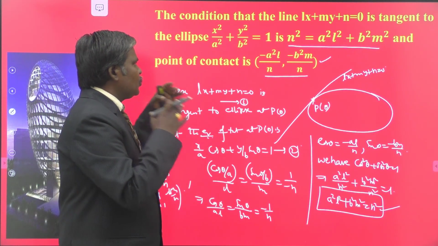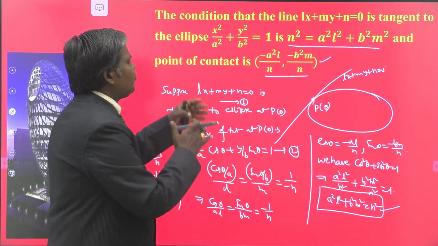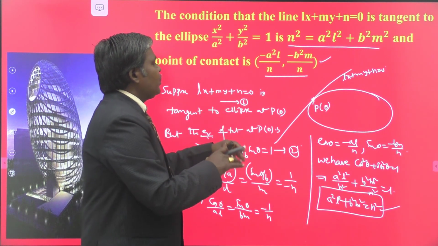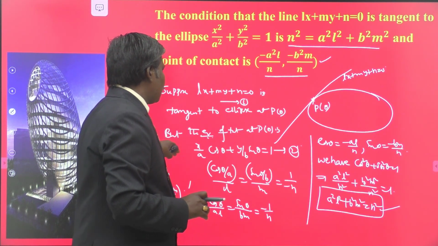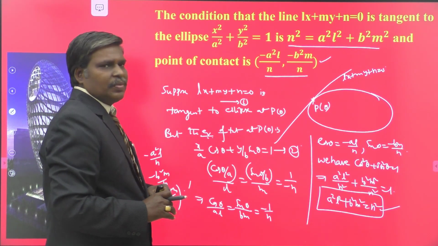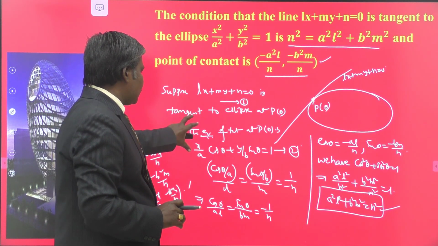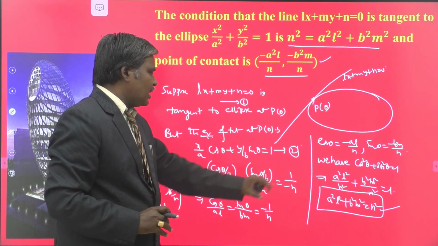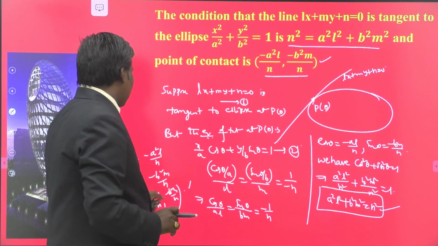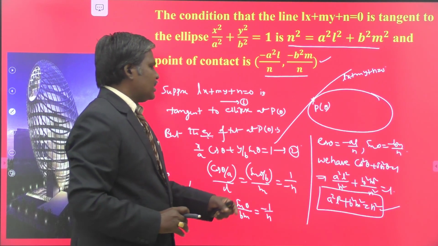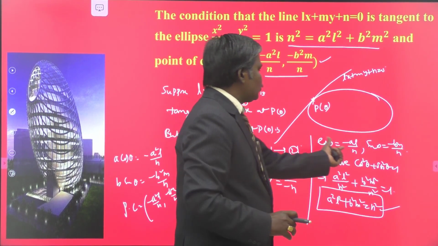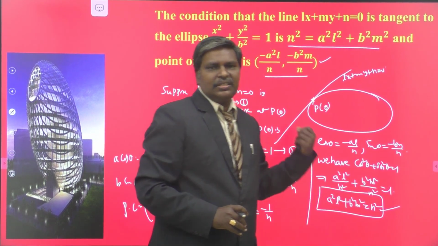So you just choose that your line is tangent at P(θ). The equation of tangent at P(θ) is x/(a cos θ) + y/(b sin θ) = 1. Both represent the same line; comparing, we obtain the condition, and also we obtain the point of contact, that is (a cos θ, b sin θ), from these two equations itself. It is very easy for you.